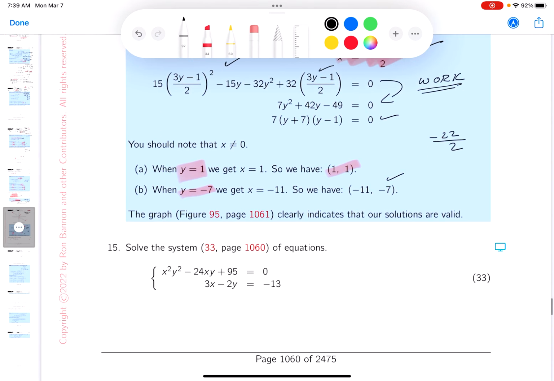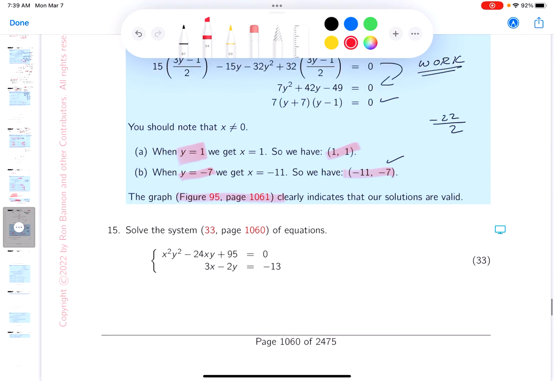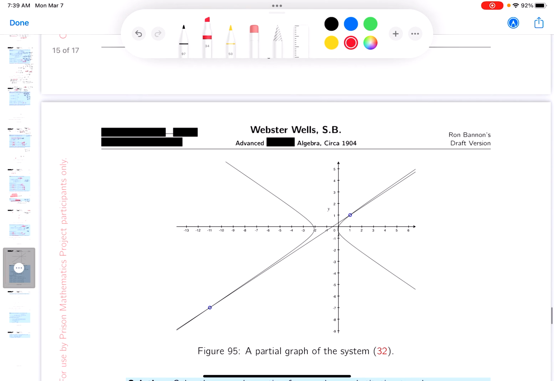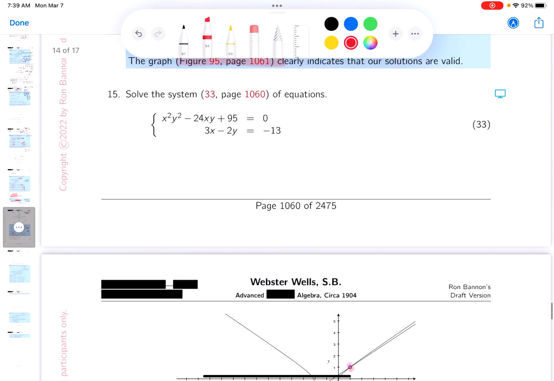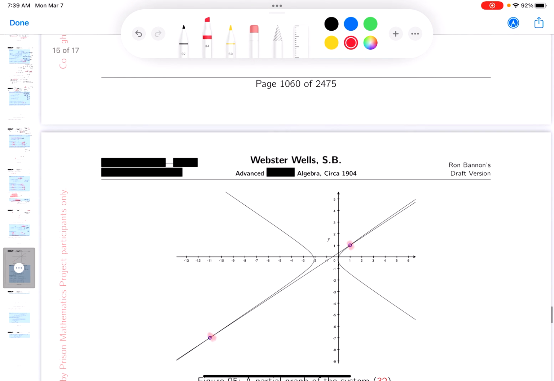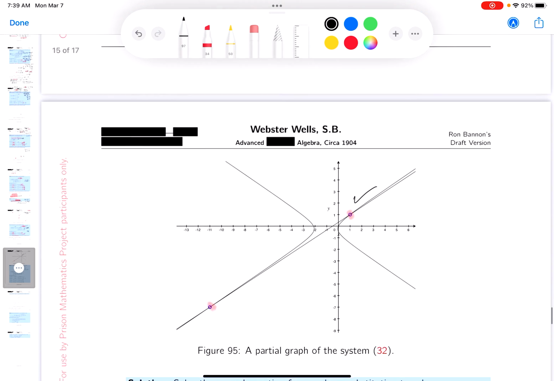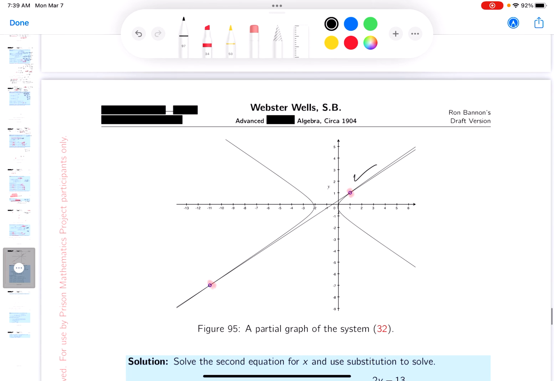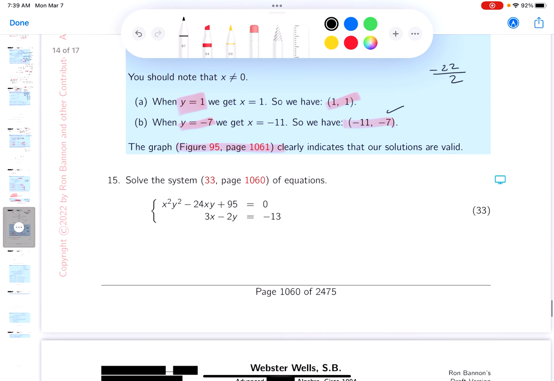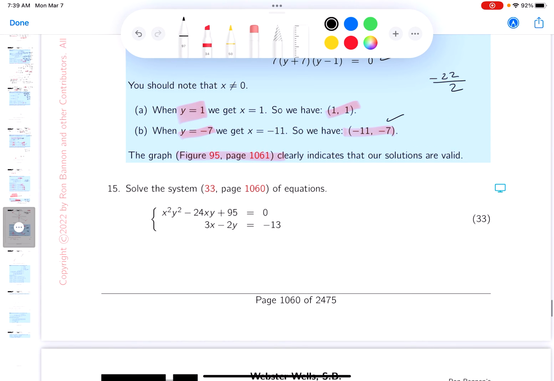What I want to claim, though, we provide a picture for you. Figure 95. Let's look at it. I see 2 points of intersection. Let's talk about the points I'm seeing. I should see (1, 1). Do I see (1, 1)? As clear as day. The other point I should see is (minus 11, minus 7). Do I see (minus 11, minus 7)? Clear as day. So we're done. And what I mean by done, we visualized it after we did all our algebra, and we're convinced we're correct.